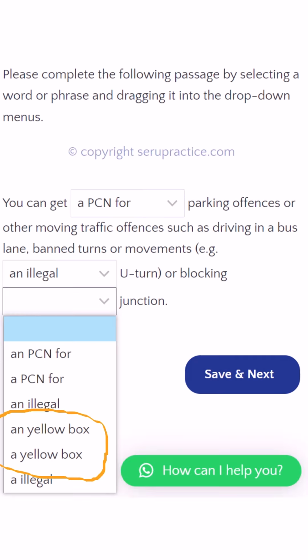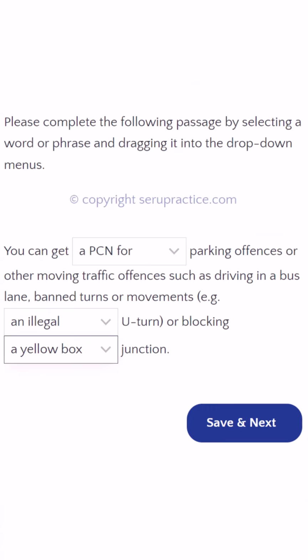And finally, what about these two? An yellow box, or a yellow box? Which of these two is correct? Looking at the first letter we have Y. Is Y a vowel? Now some students get this confused, they think Y is a vowel, however, Y is not a vowel. Therefore we would say, a yellow box, not an yellow box.